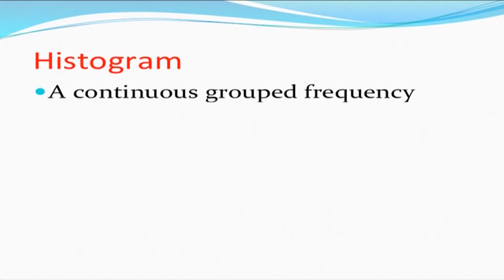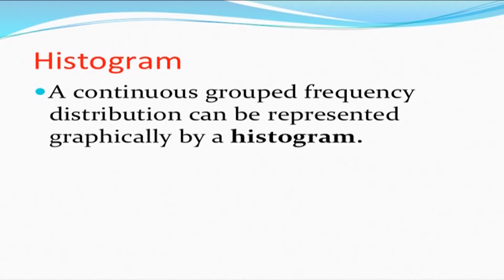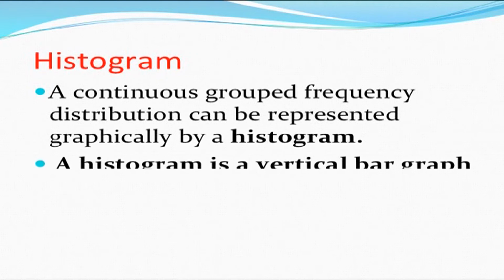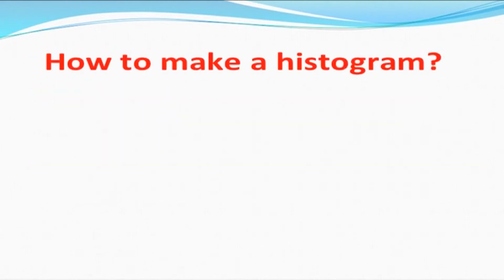Now another type of representation in the form of graph is called a histogram. A continuous grouped frequency distribution can be represented graphically by a histogram. A histogram is a vertical bar graph with no space between the bars. Now let us understand how to make a histogram.